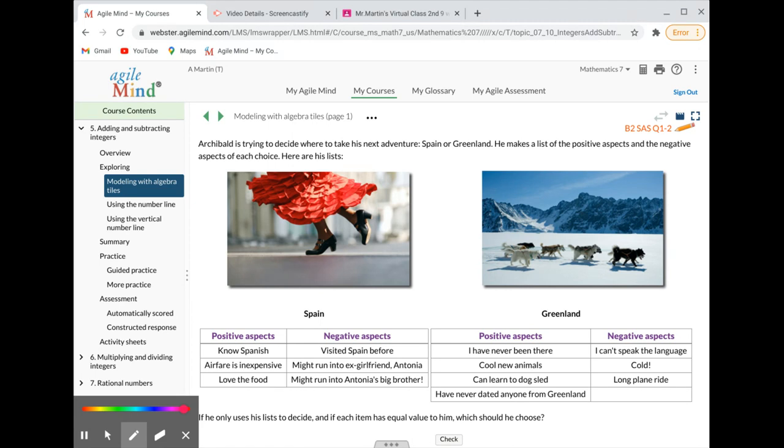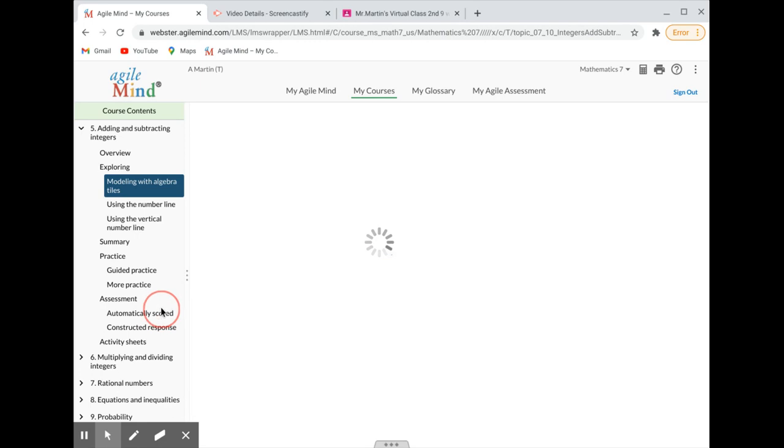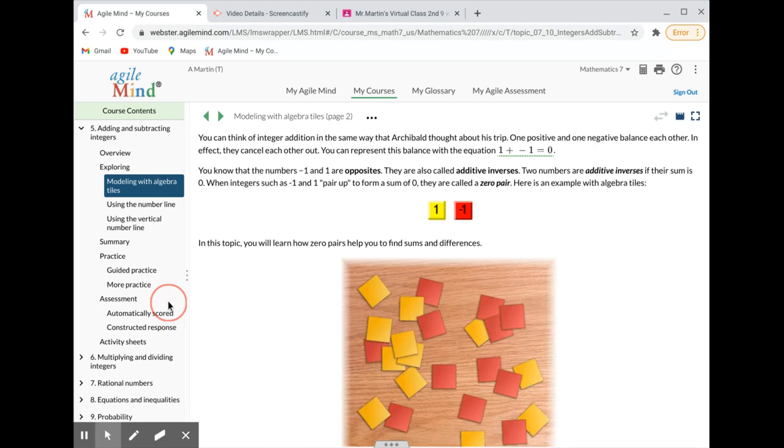So now we're going to go to page 2, not page 3, and we're going to talk about additive inverses and zero pairs. So, Levi, would you mind reading that for us, please, sir?